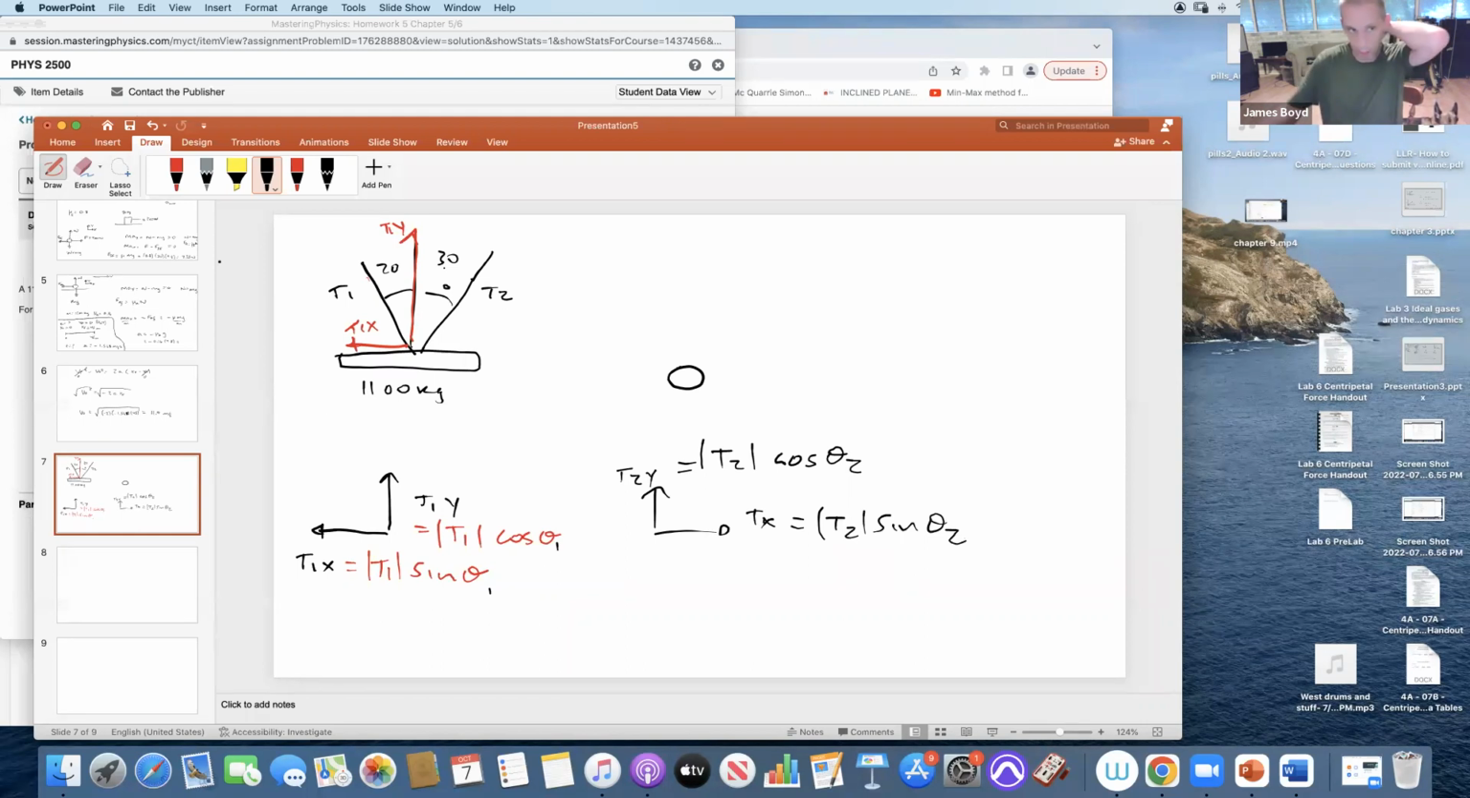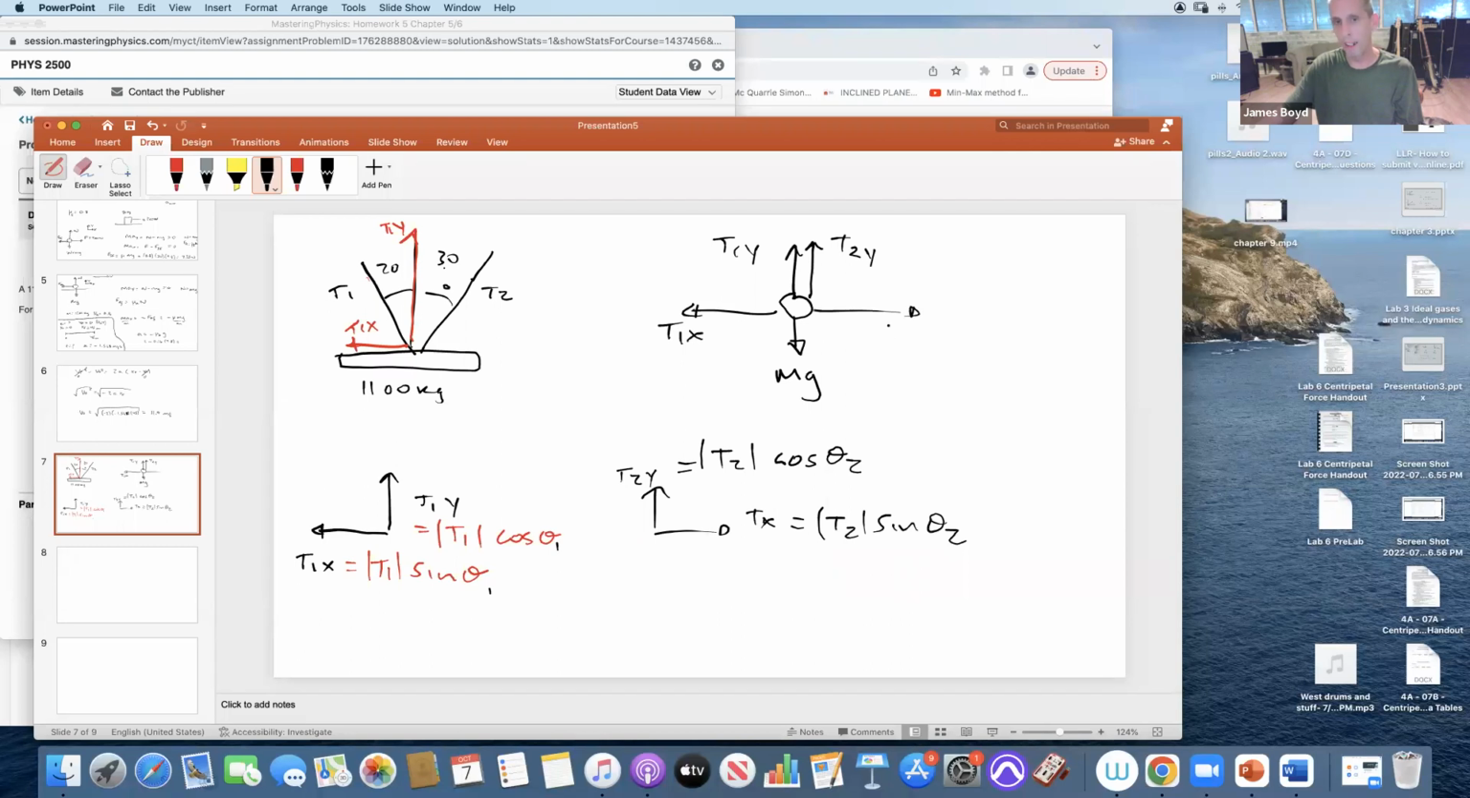Now, when we draw this free body diagram, it has a weight, mg. It has a tension and another tension. So it has T1y and T2y. And then it has T1x and T2x.